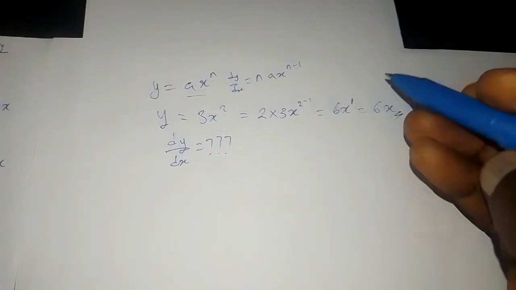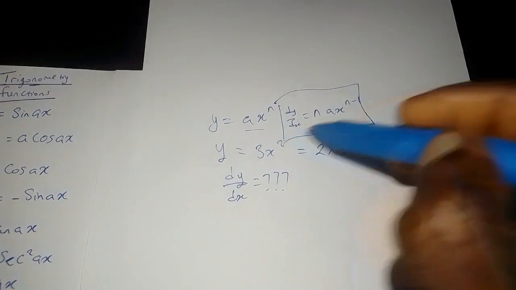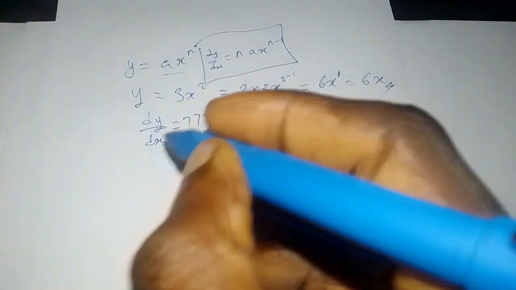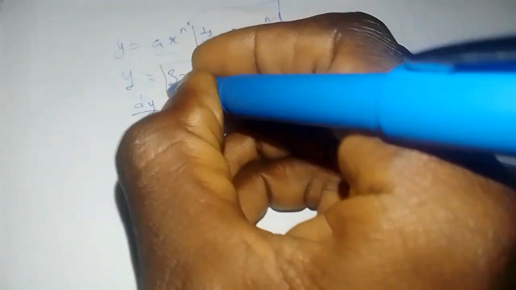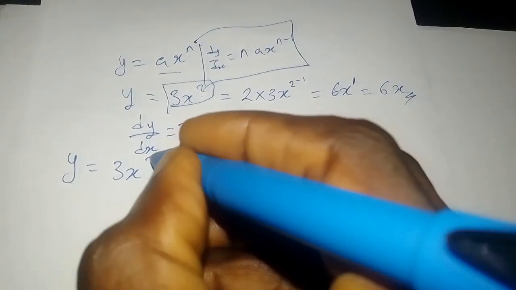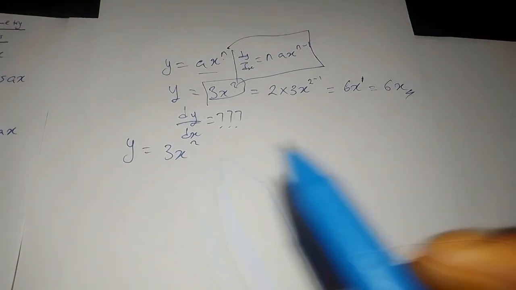Now this first principle that I used here is actually coming from somewhere. Where is it coming from? Let's take it. We can actually solve this example again. So let's solve it. We say y equals 3x squared. Now let's find the slight change of y with respect to x.